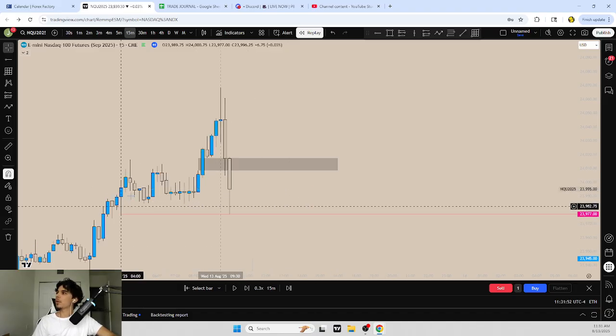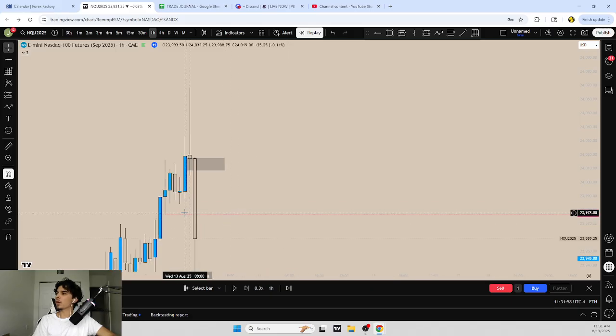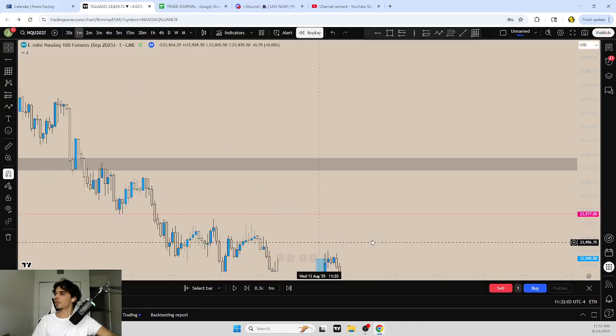Now, we ended up creating equal lows right here on the 15-minute. Actually, I think this might have been hourly equal lows. Yeah, it was. It was to this hourly fair value gap. So we didn't even tap into this hourly fair value gap yet.